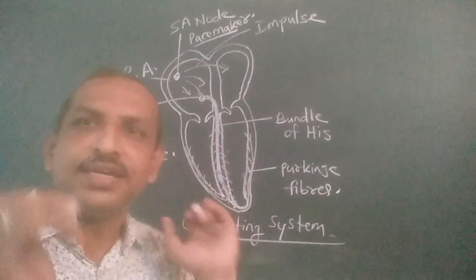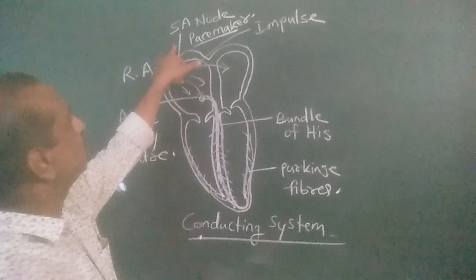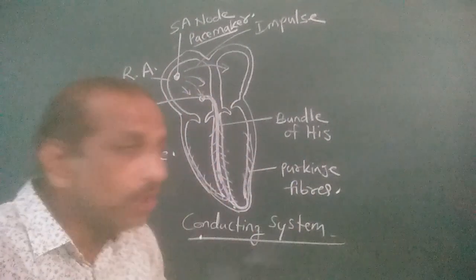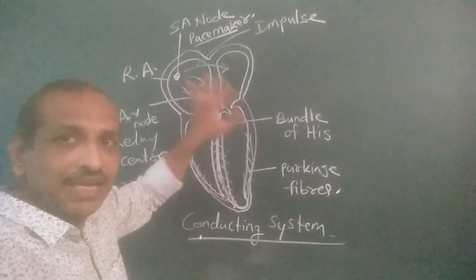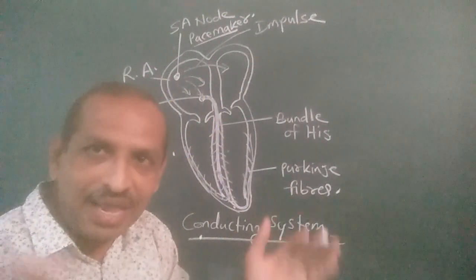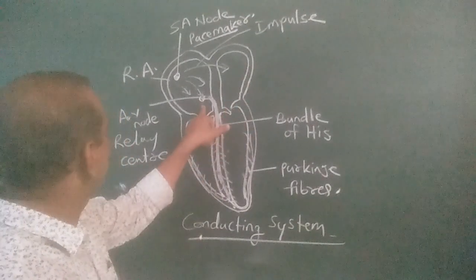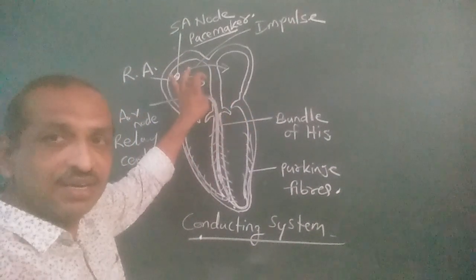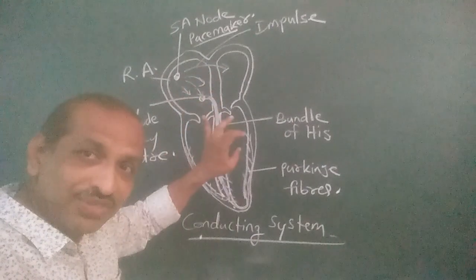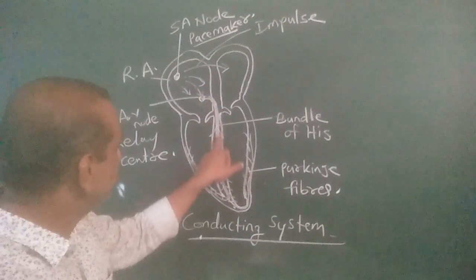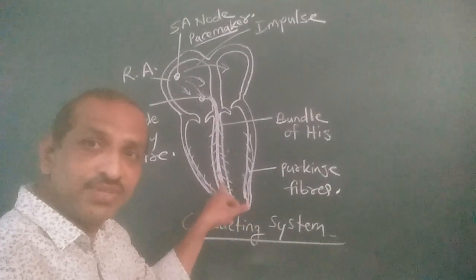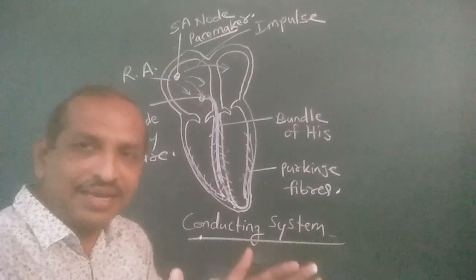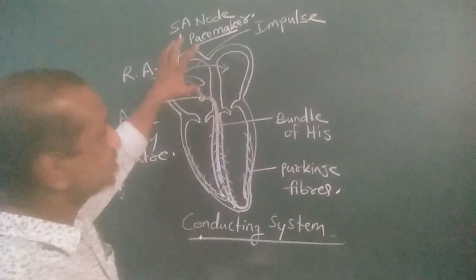So, how does the working take place? During the working, the SA node generates the impulse. This impulse spreads over the wall of both the auricles, and at the same time these auricles contract. The generated impulse is then received by the AV node. The AV node acts as a relay center and sends this impulse through the bundle of His, and through the bundle of His the impulse is spread over the wall of both the ventricles. In this way the ventricles contract.